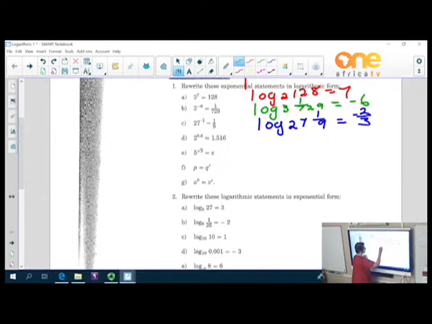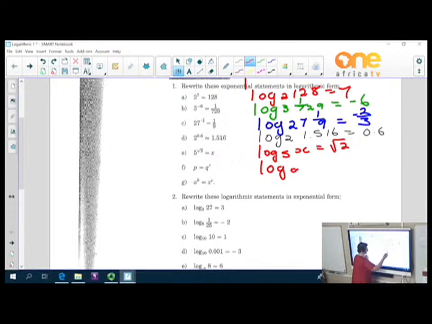This one, log base 2 of 1.516 is equal to 0.6. The next one, log base 5 of x is equal to square root 2. Log, look at this one. This is the base, log q of p is equal to r. The answer is the index. This one you can do either way. Log base a of x to the power of y is equal to b.